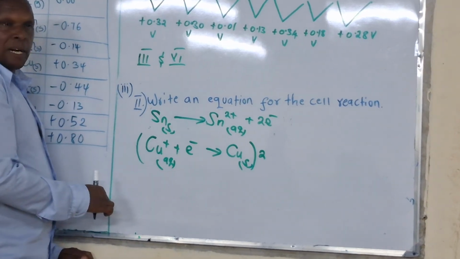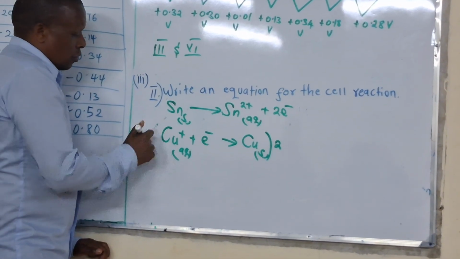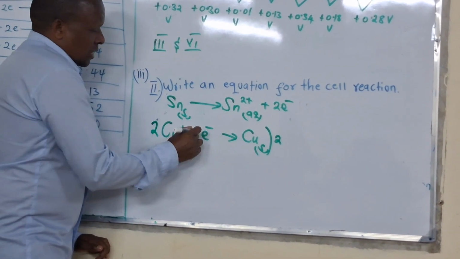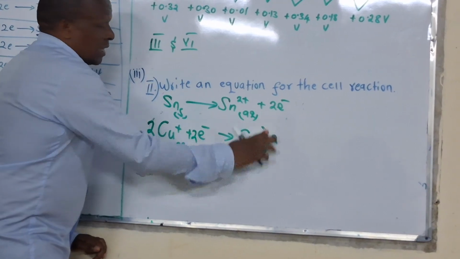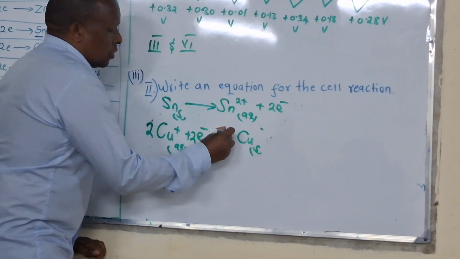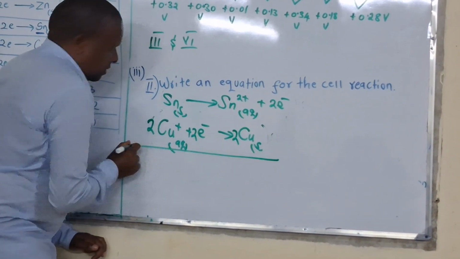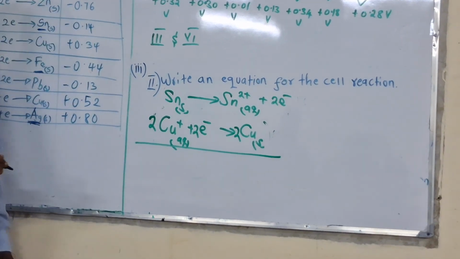Let us multiply this by 2. So copper will be 2. This one, electrons will be 2. And the solid that is formed will also be 2. Then we write the overall equation.